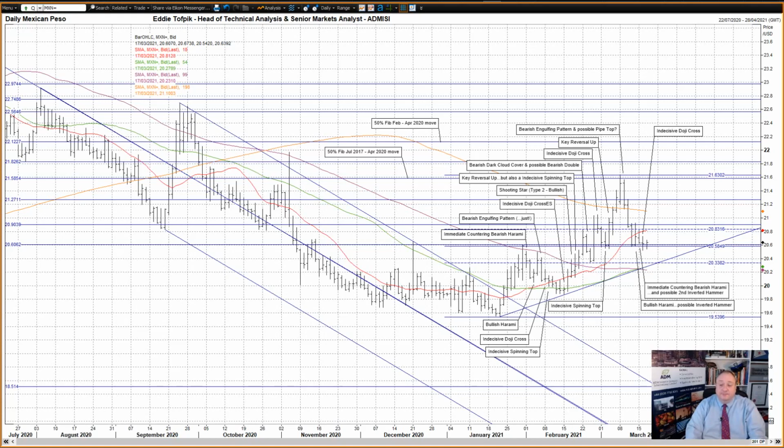So far today, another dip below. Less of one this time, and another retreat back up. This is indecision again today, and it might be interesting to see what happens when the market finally makes its mind up.